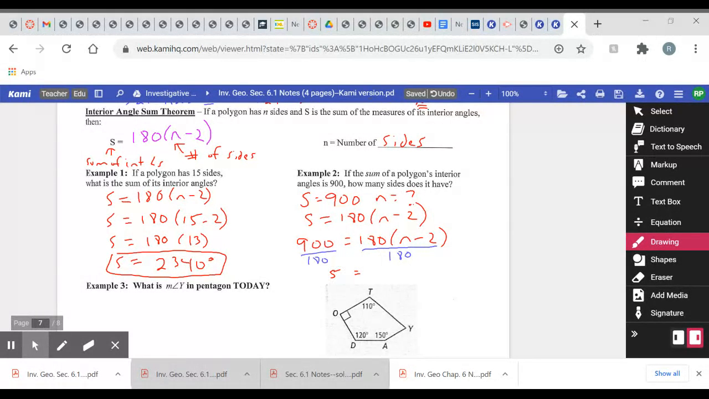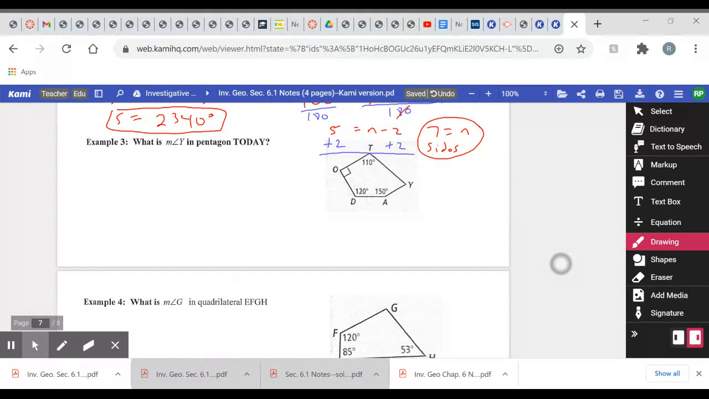The 180 over 180 cancels out to be 1. And I'm left over here with n minus 2. Now I'm really close to being done. I can go and add 2 to both sides. And off to the side here, I'll put that I end up with 7 is equal to n. So I know that the figure has 7 sides. If you think about what a 7-sided figure is, it is a heptagon. So that's something we'll review over in a few minutes.